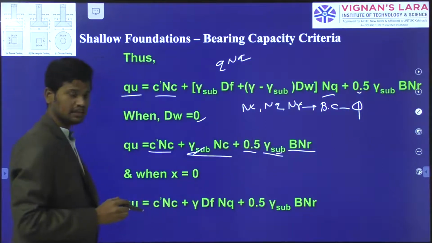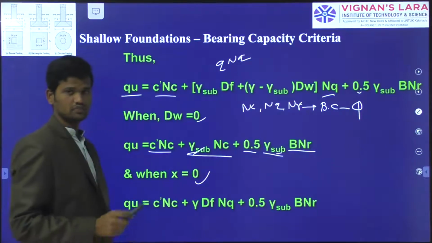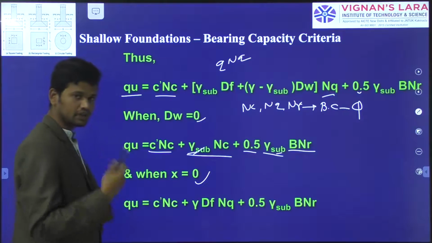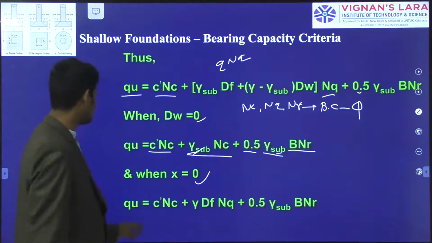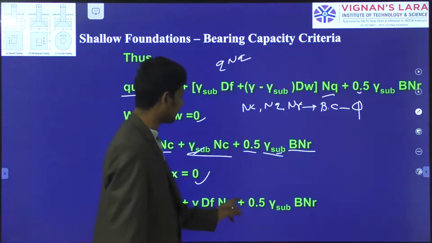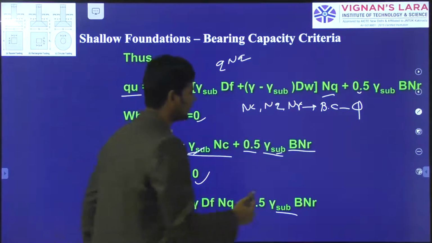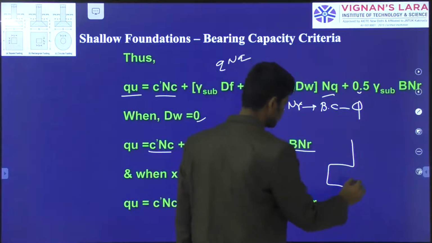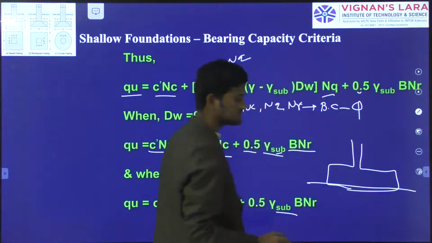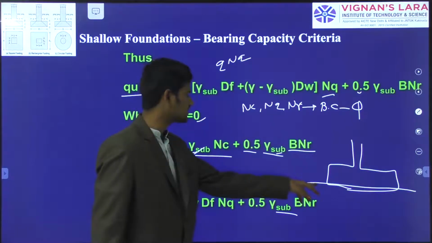Gamma sub into B N gamma. Next, when x equals 0, that means the depth of foundation he didn't consider in that condition, or the depth of the water table is at the base of the foundation. In that situation, Qu equals C Nc plus gamma Df into Nq plus 0.5 into gamma sub into B N gamma. That means suppose this is your type of foundation and the water table is directly resting below the base of the foundation.